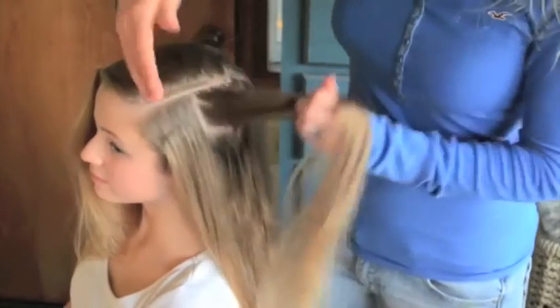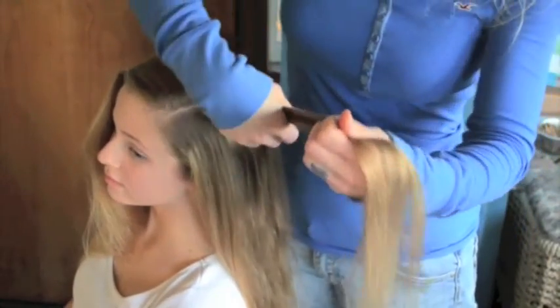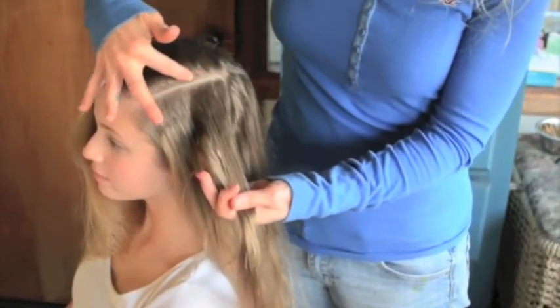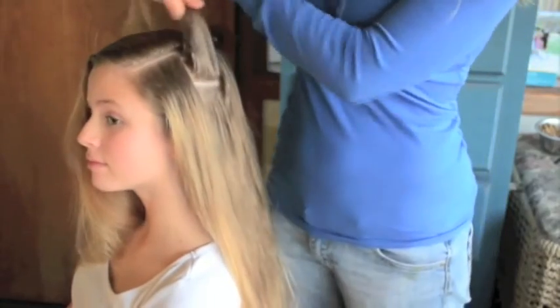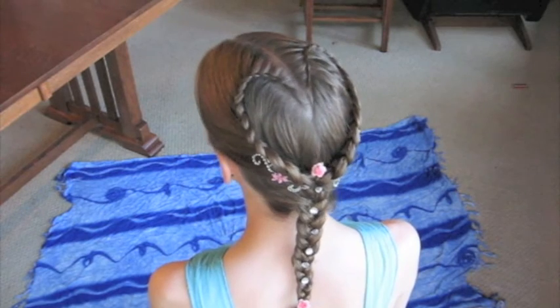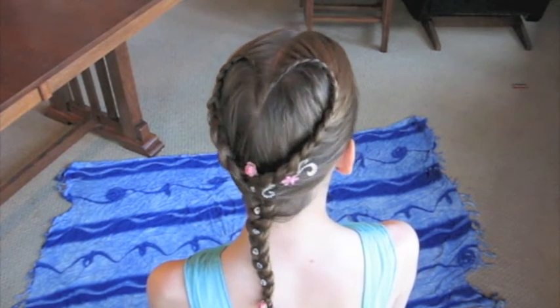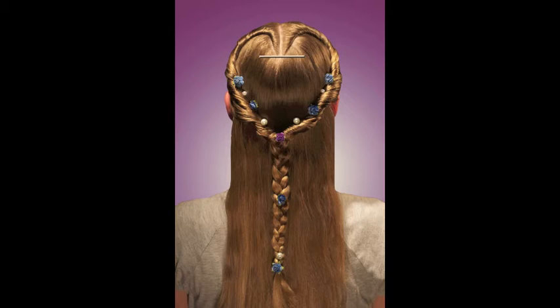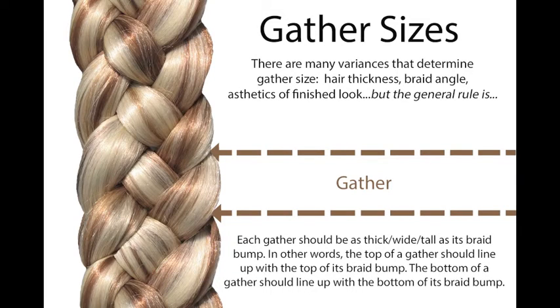And if we want to cover this part, we're going to pull the hair this direction and then braid. If we want to cover this part, we're going to pull the hair in this direction and then braid. So it all matters. Gather size, gather placement, the angle of the gather, where your hands are, how they're moving the braid, everything, it all matters. It will either give you a butt crack in your braid or it won't. So keep that in mind. Gather sizes, very, very important.